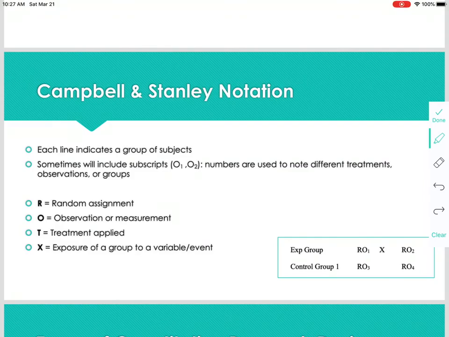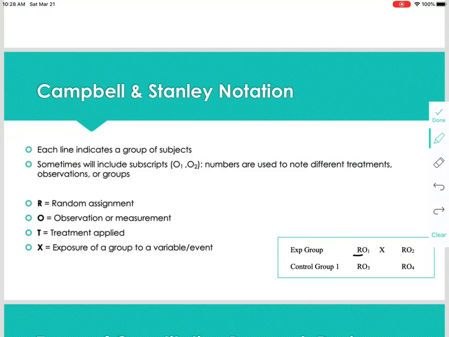In this notation, we use different letters to demonstrate different things. R, if you see an R anytime, here's my example on the bottom right. R means randomization. And what we're going to find is that some study designs that are quantitative involve randomization and some don't, because sometimes you can randomize and sometimes just with the nature of your question and the data you're collecting, you can't. So if you see an R, that tells you there's random assignment.